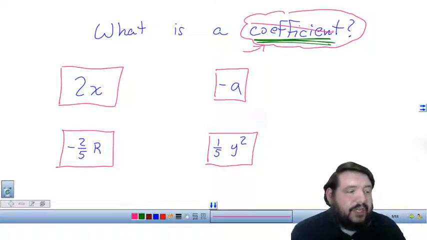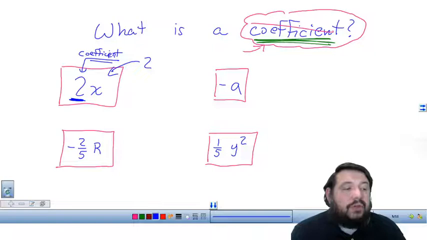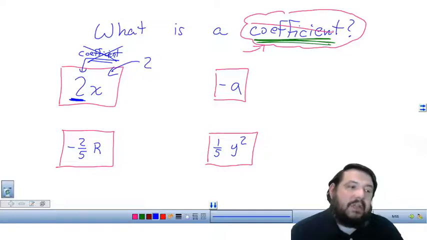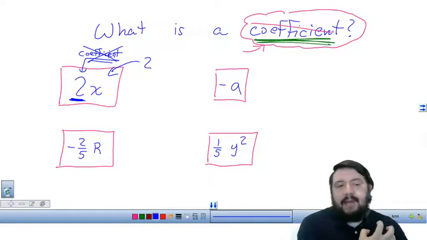The coefficient is very simple. If you look inside a term, the coefficient is the number portion of the term. So in this box right here, in this term, the coefficient of x is the number positive 2. The number in front of the variable is called the coefficient. So again, you don't have to know that word, you just have to know that it's the number in front of the variable. It's so important that you understand that the term has pieces. It has a coefficient piece and it has a variable piece.